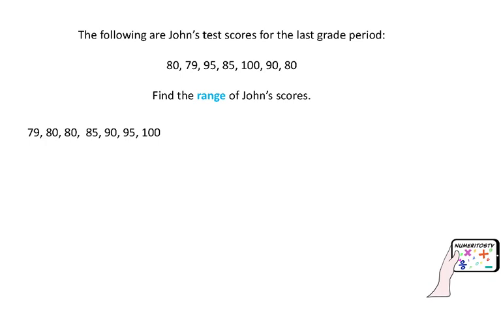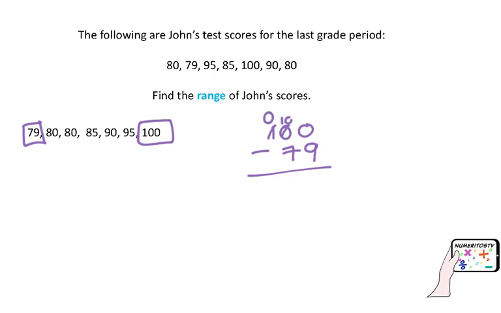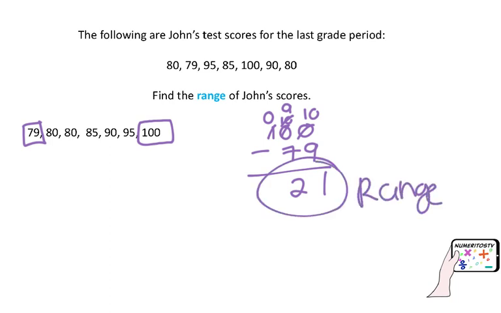And to find the range, remember that this is the spread of the data, and to find the range is just subtracting the largest minus the smallest. So 100 minus 79, I cannot subtract 0 from 9, so I need to borrow. So this becomes 10, and then this 10 now can borrow to that 0. So 10 minus 9, that's 1. 9 minus 7, that's 2. So the answer is 21. 21 will be the range of this data.